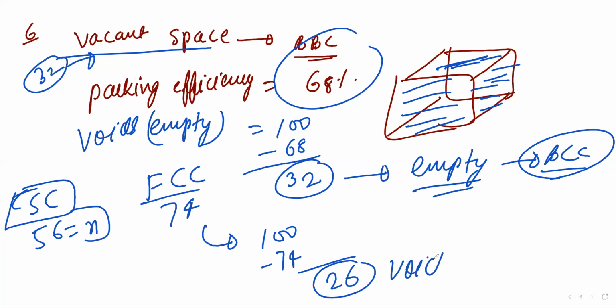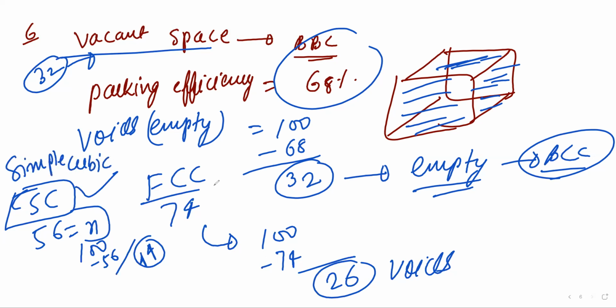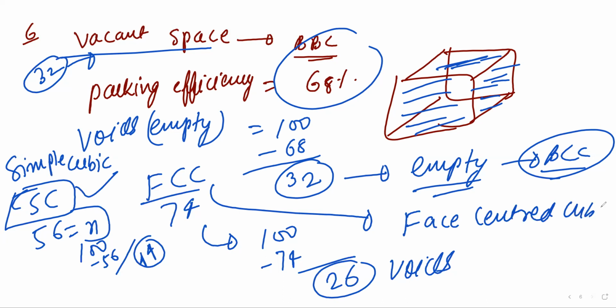It is void, right? And for this one it is 100 minus 56. So how many empty spaces are there? It will be 44. So 44% empty space is there in simple cubic. SC means simple cubic. FCC means face centered cubic unit cell. So please remember this one.